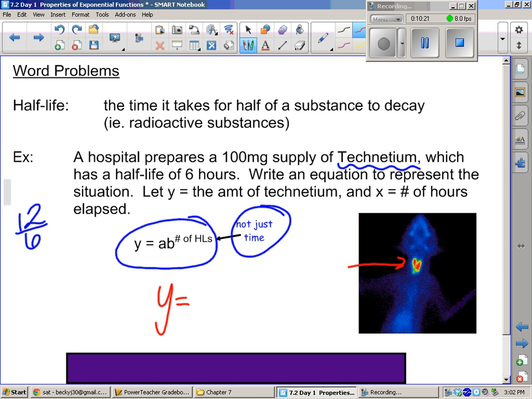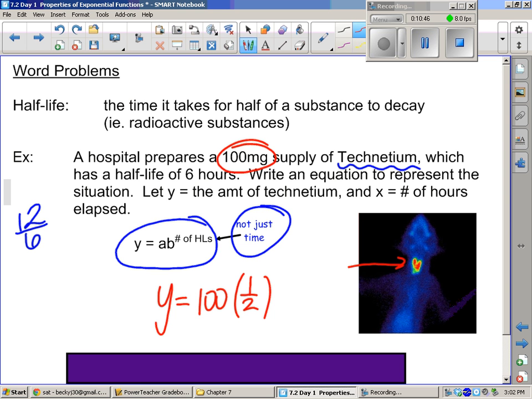Okay, so we need to write an exponential equation. Remember, A always represents your starting amount, and we are starting with 100 milligrams. So you can remember A for amount. And the B is the decay factor. They don't explicitly say this, but what is happening to this stuff? We're cutting it in half. So every time you do a half-life problem, your B is always going to be 1/2.